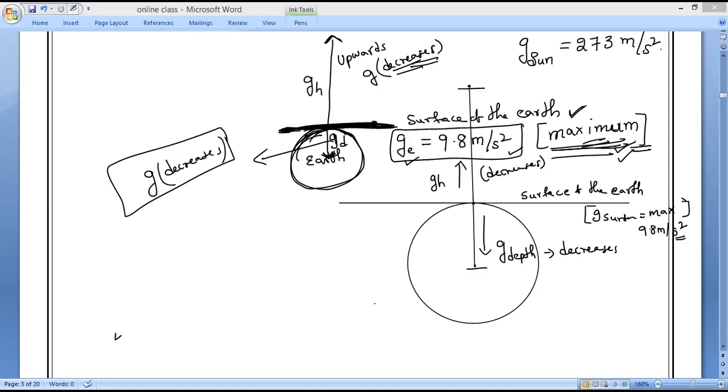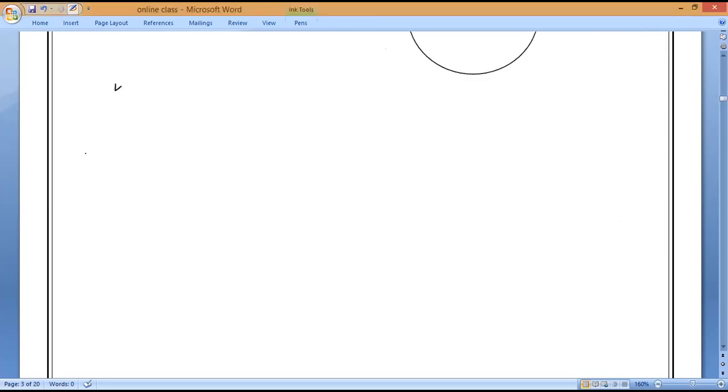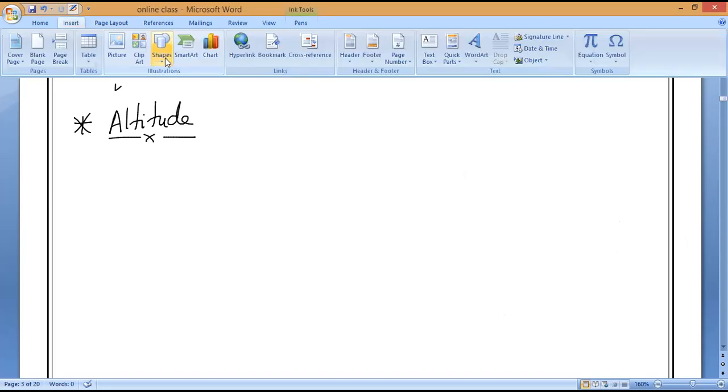So the first factor, all of you keep heading: altitude. Only this we will study in today's class, altitude alone. Is it okay? So what is the first factor affecting the gravity?